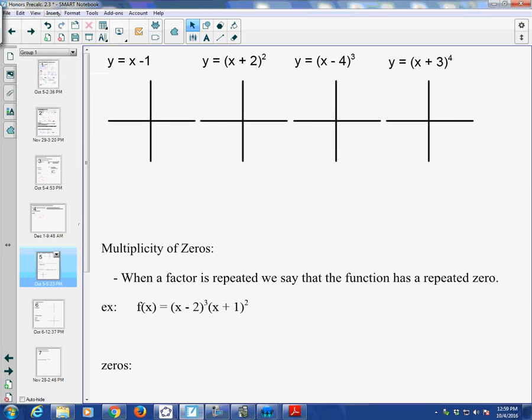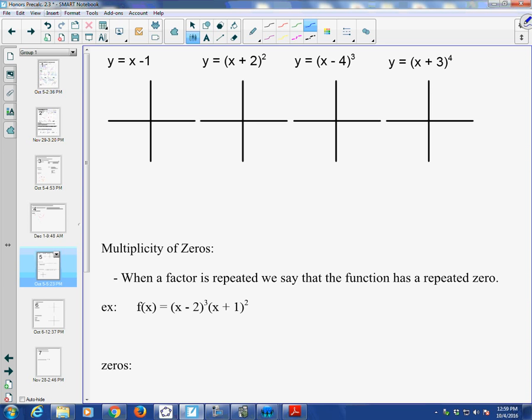Alright guys, so this is our third and final video for our Flip the Classroom lesson on polynomial functions of higher degree. And in this lesson we are going to talk about multiplicity of zeros. We're first going to take a look at this through the lens of transformation.